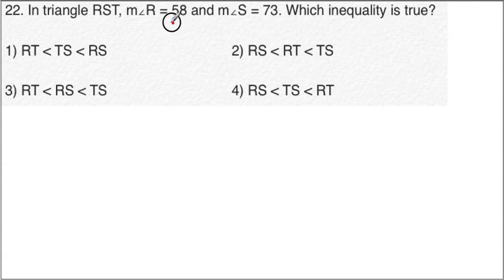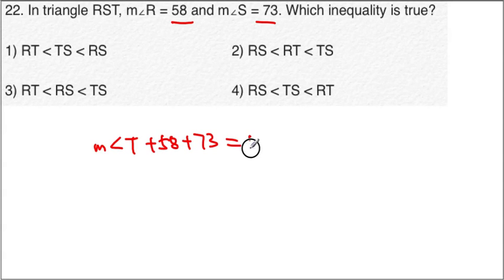Here we realize that two angles are 73 and 58. Then let us try to figure out the third angle, which is angle T. So the measure of angle T plus 58 plus 73 has to be equal to 180.